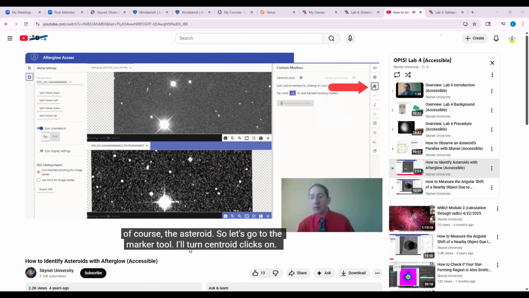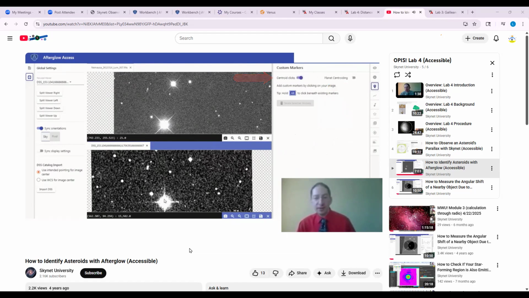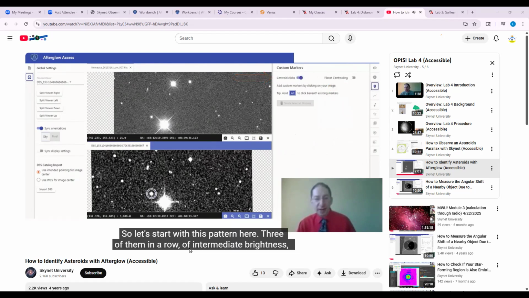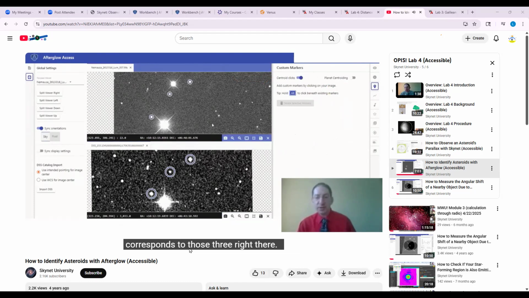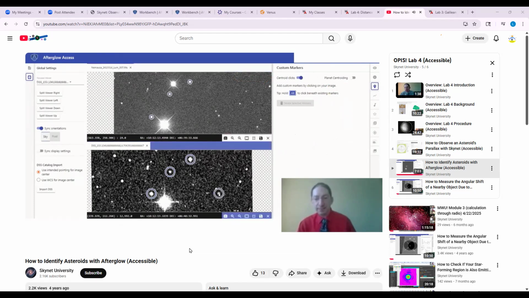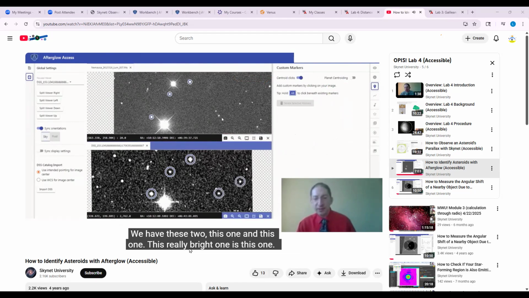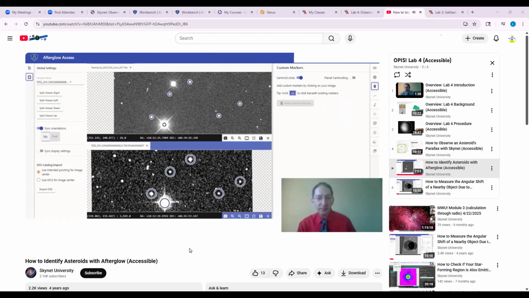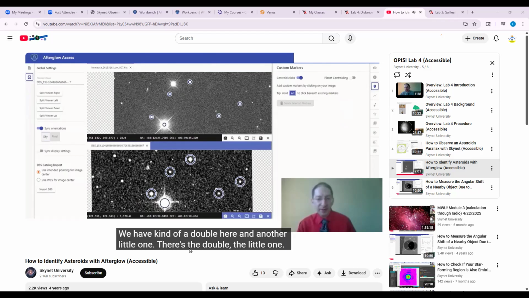So let's go to the marker tool. I'll turn centroid clicks on. Let's start with this pattern here: three of them in a row of intermediate brightness corresponds to those three right there. We have these two, this one and this one. This really bright one is this one. We have kind of a double here and another little one. There's the double, and the little one.